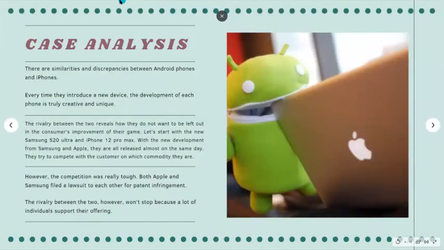Now, for our case analysis, there are similarities and discrepancies between Android phones and iPhones. Every time they introduce a new device, the development of each phone is truly creative and unique. The rivalry between the two reveals how they do not want to be left out in the consumer's improvement of their game. Let's start with the new Samsung S20 Ultra and iPhone 12 Pro Max.